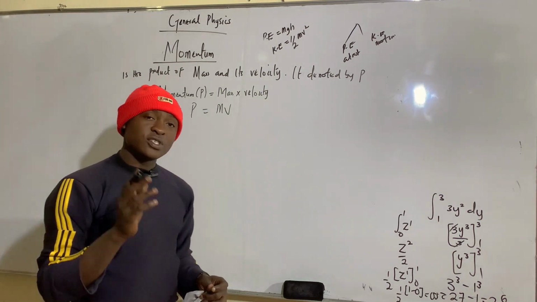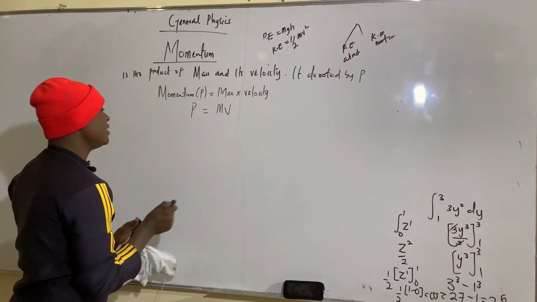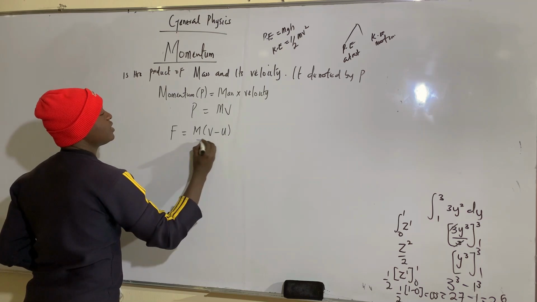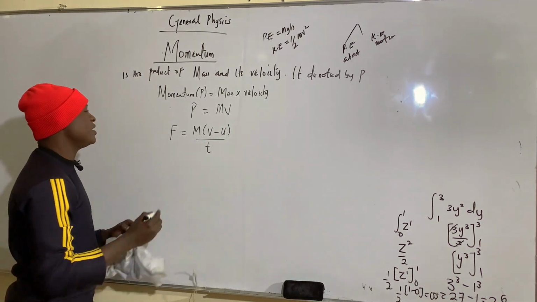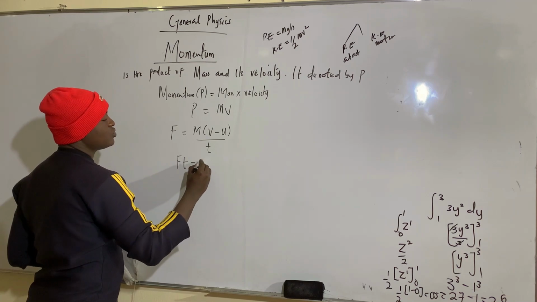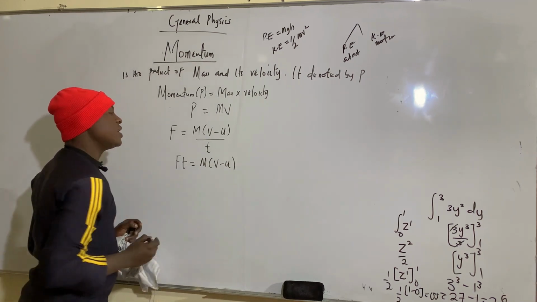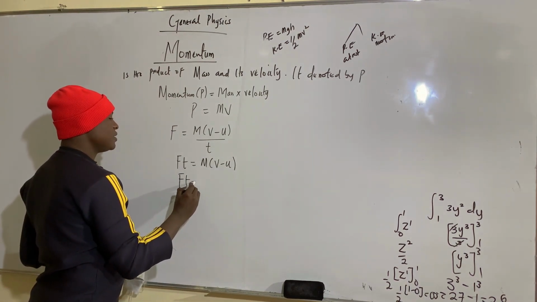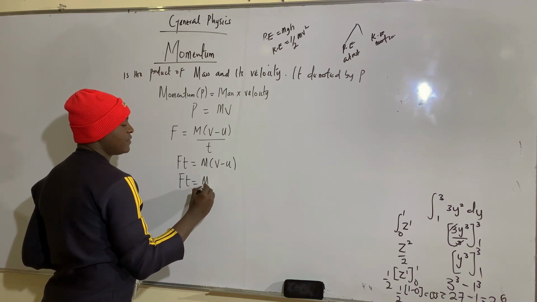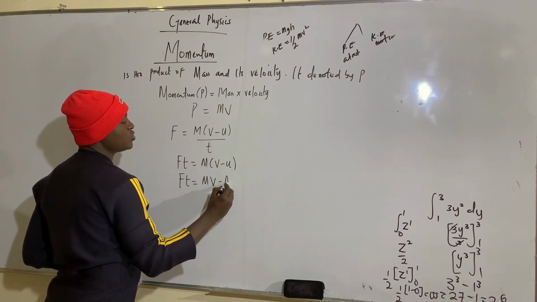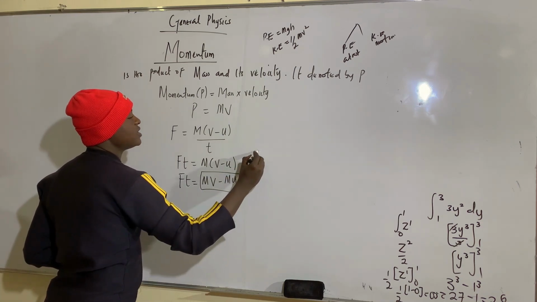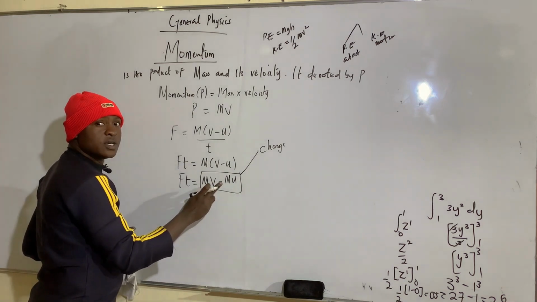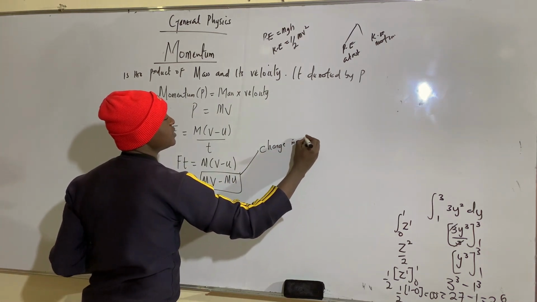But recall in Newton's second law of motion, we derive one formula from there that we said F is equal to m bracket of final minus initial over t. So if I cross multiply here, we can have Ft equal to m bracket of v minus u. Now if I open the bracket on the right hand side, I can have Ft equal to mv minus mu. So this, we call it a change in momentum.